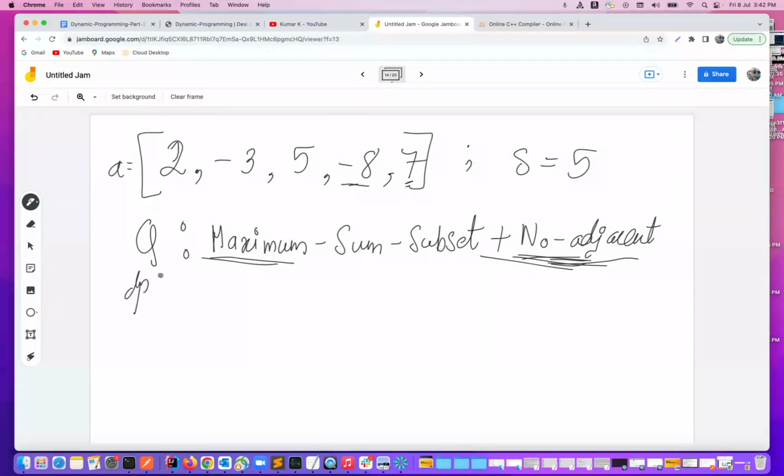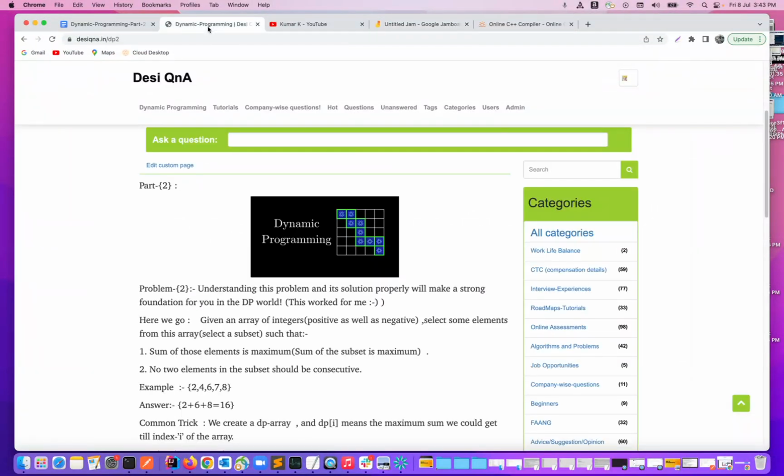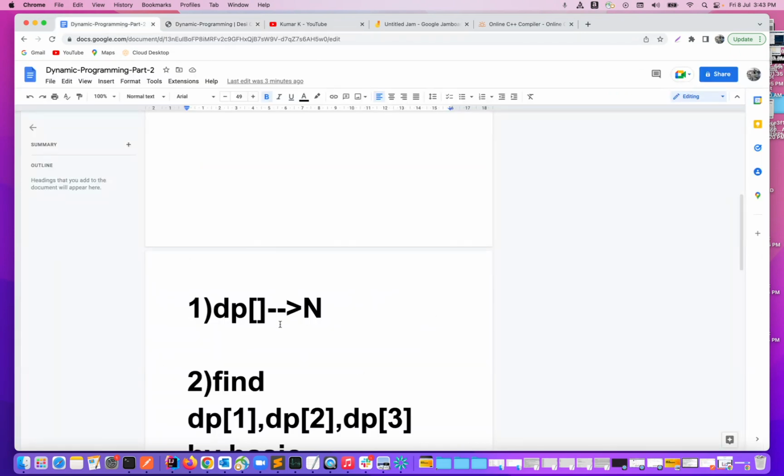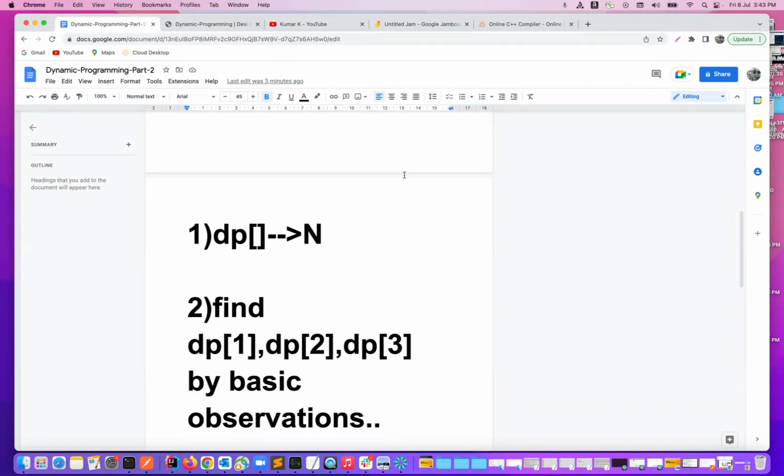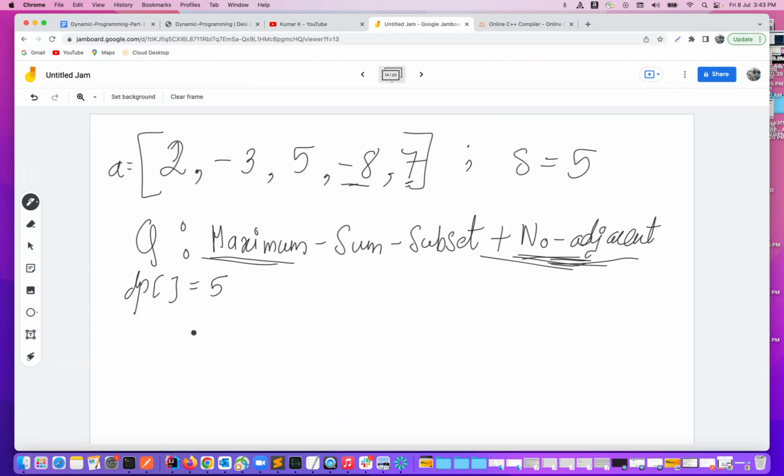Okay, I have a DP array and its size is 5, guys. The second step was what? To calculate DP of 1, DP of 2, and DP of 3 by basic observation. So, let's start calculating DP of 1, DP of 2, and DP of 3.